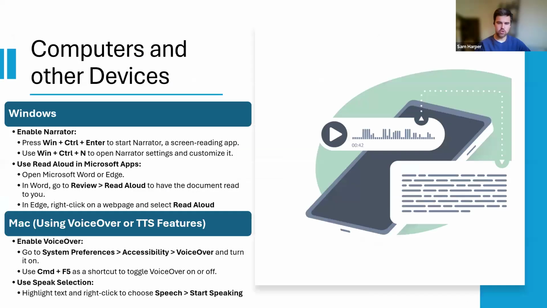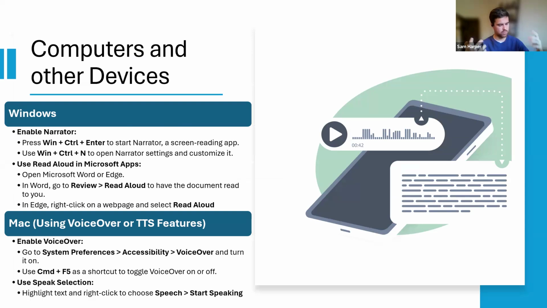And again, that takes us on to computers and other devices. So if we're looking at a Windows device, how do we turn on text to speech? Well, I'll show you how to do that. It'll probably start immediately talking at me. But the easiest way to do it is to turn on what we call narrator.